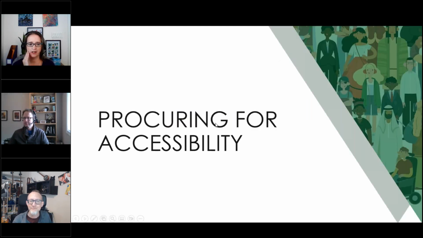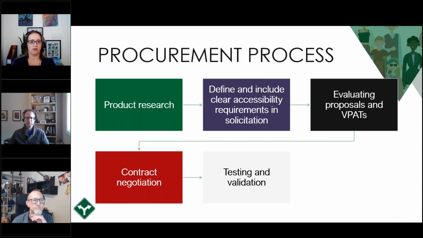Yeah, so we're going to move on to talking about procuring for accessibility. And honestly, this is going to be the bulk of the section that we talk about. We're going to talk about procuring for accessibility across that procurement process. So in product research, in defining your requirements and including those in your solicitation documents, evaluating proposals and VPATs, which is an acronym I'll introduce in a second, through contract negotiation and testing and validation.